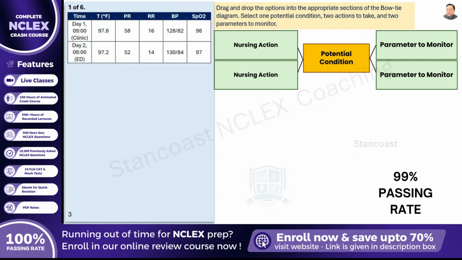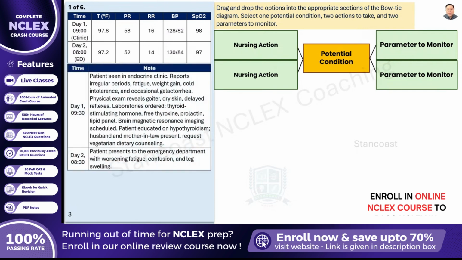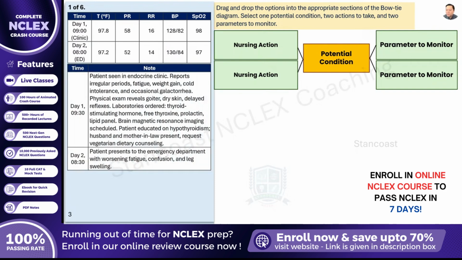Let's go into the patient's vital signs for day 1 upon the clinic visit. A temperature of 97.8, 58 heart rate, respirations of 16, blood pressure 128/82, saturation of 98%. On day 2, upon her visit to the emergency department, temperature is 97.2, 52 heart rate, and 14 respirations, 130/84 for the blood pressure, and 97% on her saturation on room air. So we have to look into the progress notes as well.